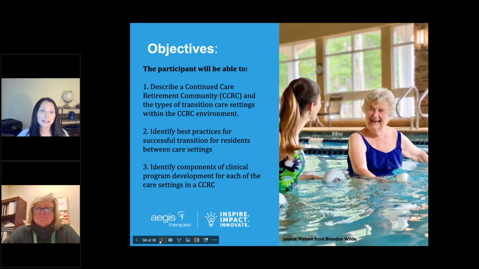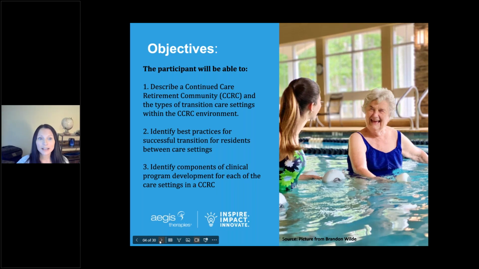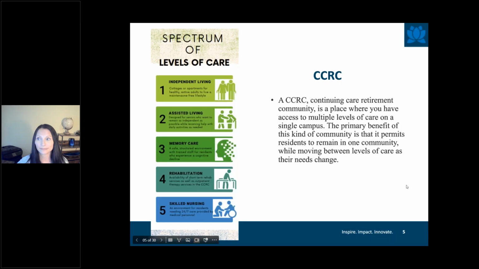The objectives for the course today are for the learners to be able to describe a continued care retirement community and the types of transition care settings within the CCRC environment, identify best practices for successful transition for residents between care settings, and identify components of clinical program development for each of the care settings within a CCRC.